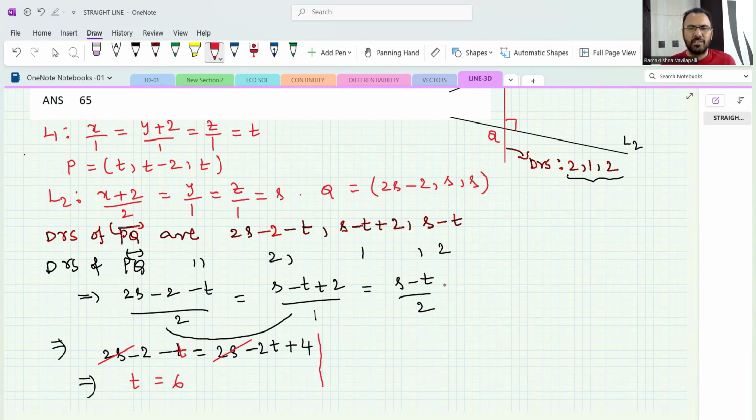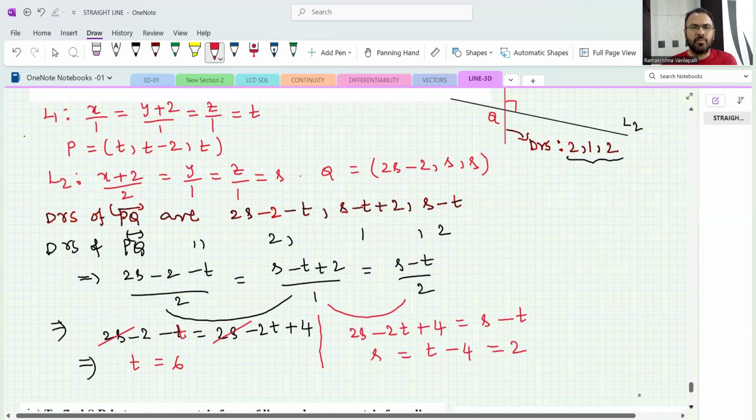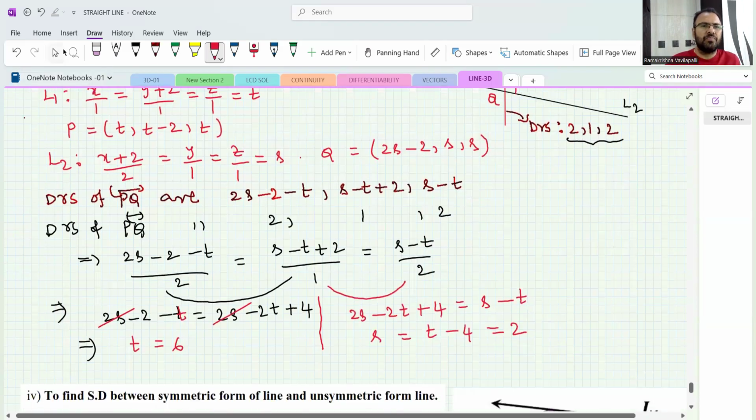Now, from these two, 2s minus 2t plus 4 equal to s minus t. Substitute t equal to 6. You will get s is equal to t minus 4, that's equal to 2. So we got the points P and Q.